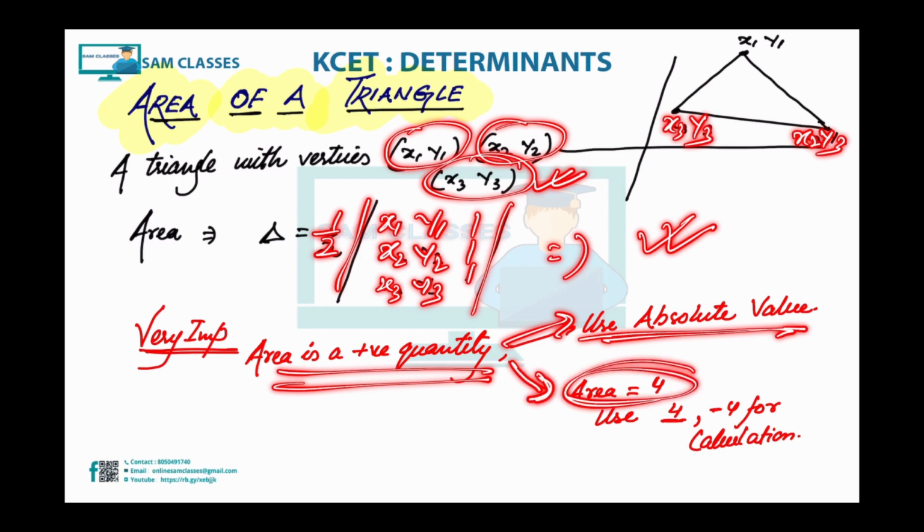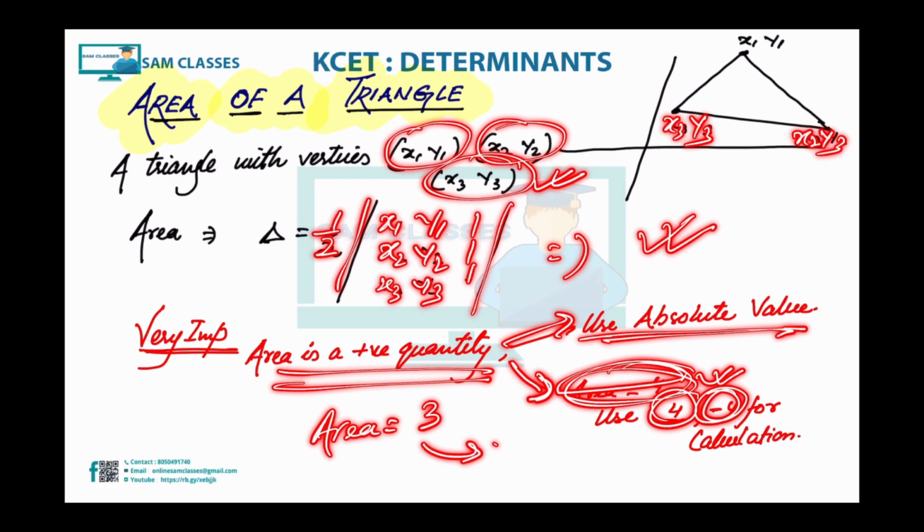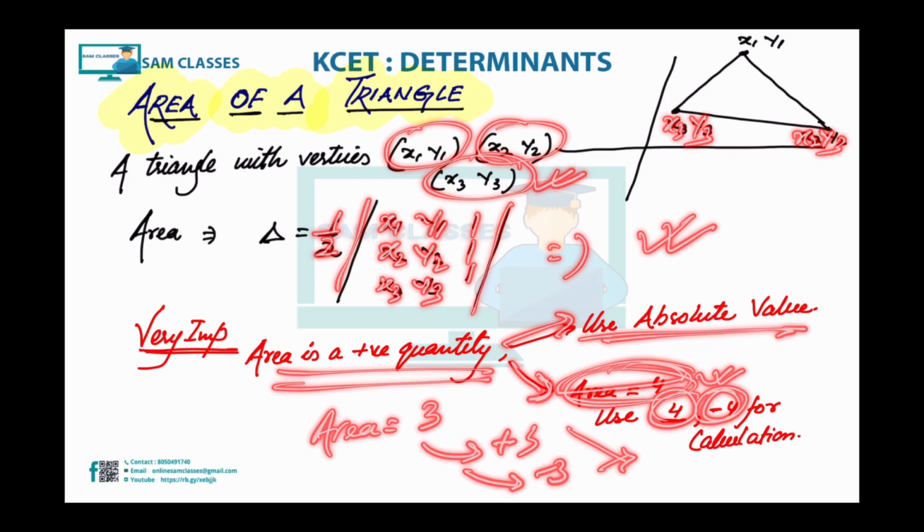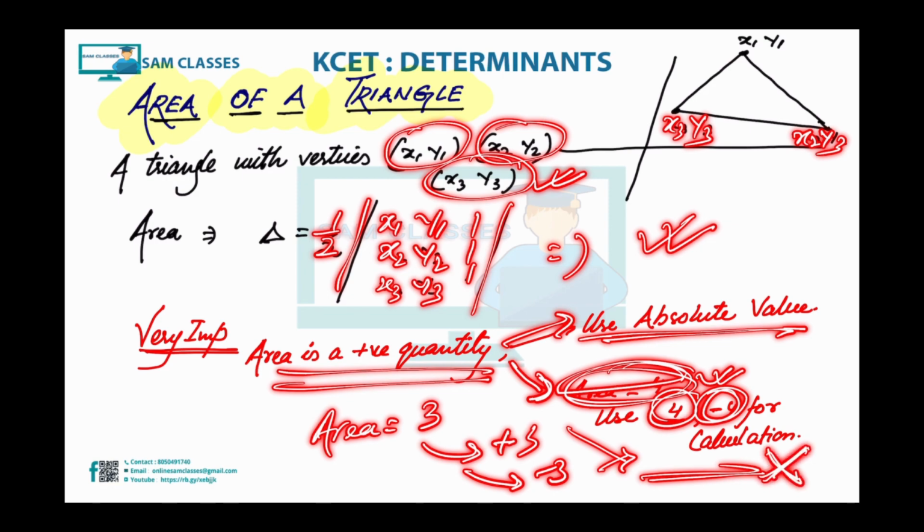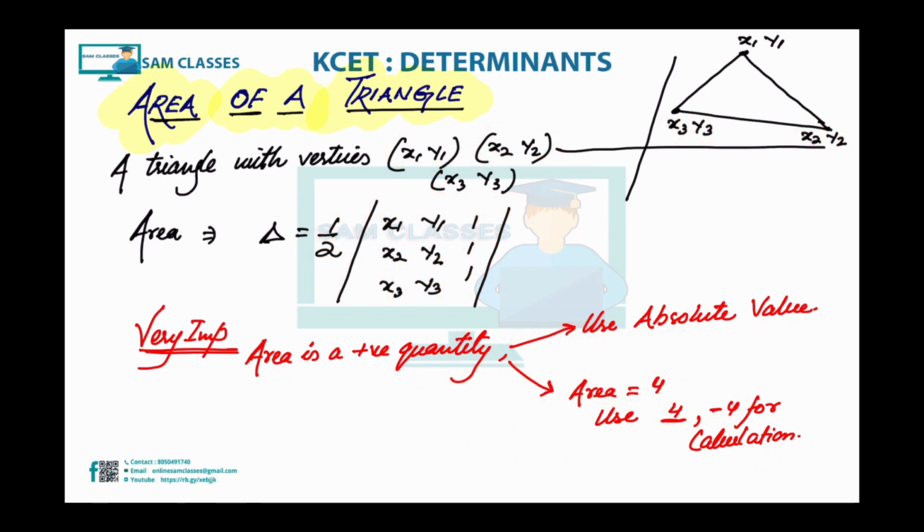Now if sometimes the area is given to you, a lot of students skip this plus minus. So if area is given to you as 3, in order to solve, always use plus 3 and also minus 3. Otherwise you'll get one less solution and you will be wrong in the exam. So try not to make this mistake.